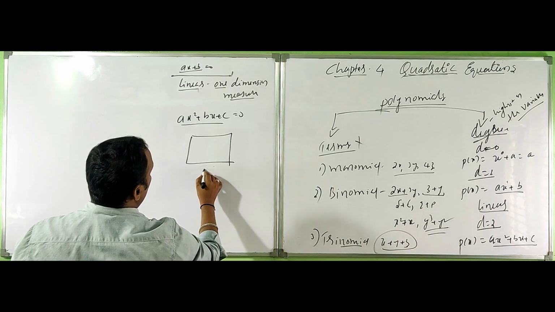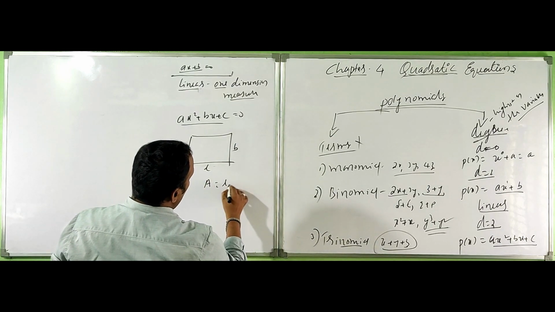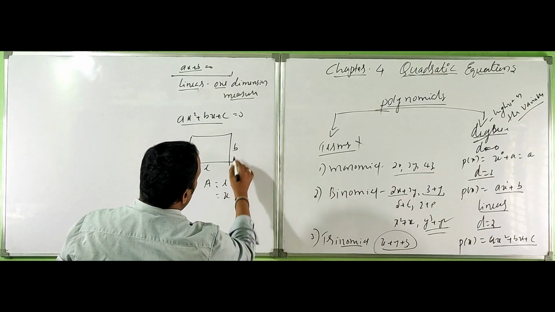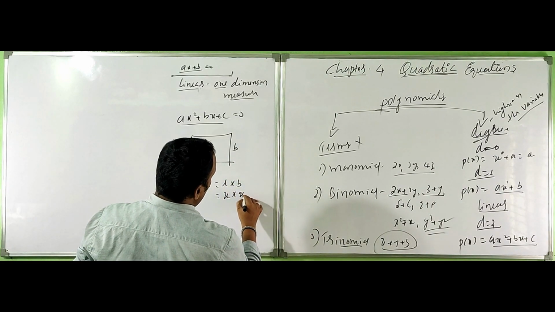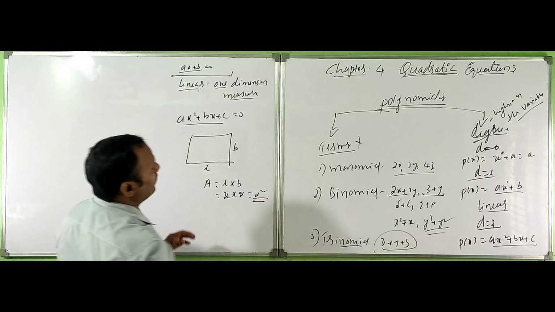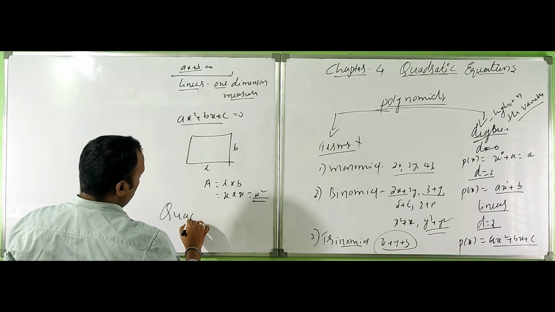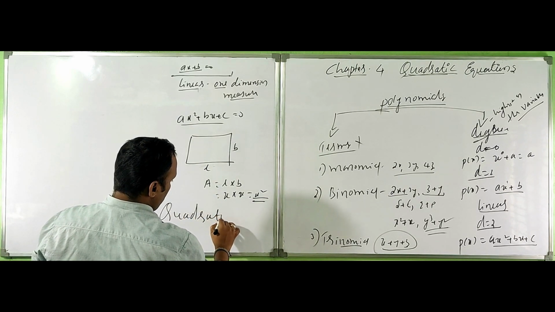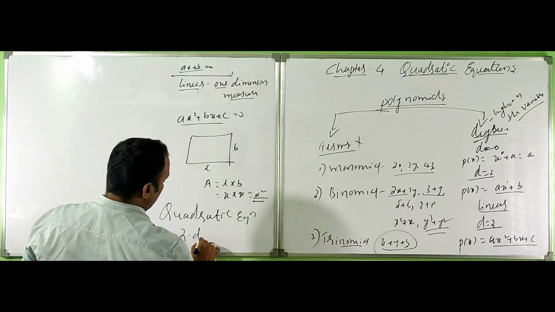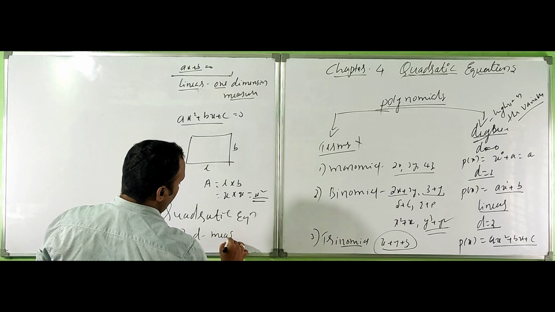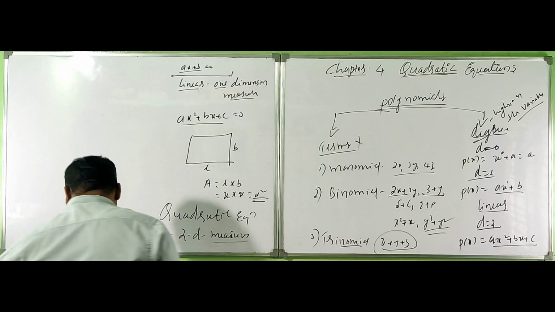Length and breadth, because the area is equal to what? Length into breadth. If you take x and x, square means the same length, x into x is equal to x square. So quadratic means 2-dimensional. Quadratic equation means 2-dimensional measure, 2D measure. Be careful, 2D measure.